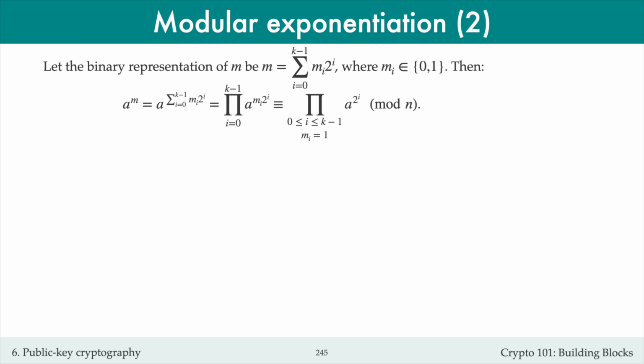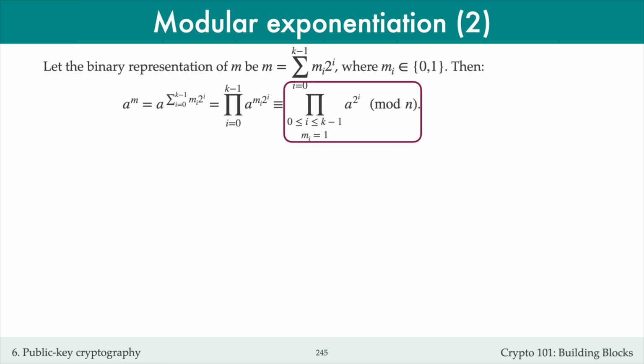Let the binary representation of the exponent m be given by this expression. The m_i are the bits in the binary representation, so each m_i is 0 or 1. Then, a to the power m can be written like this. And I can rewrite this exponential as this product. Note that if m_i equals 0, then the term in the product is 1, and so does not contribute to the product.